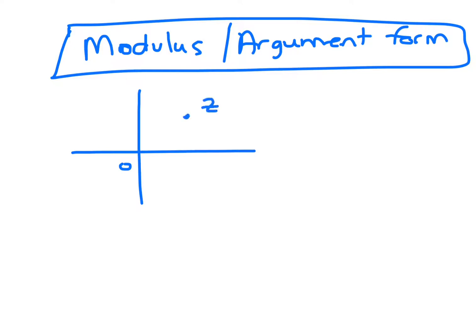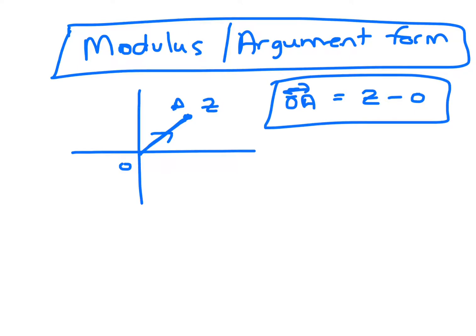I also want to just relate this to vectors, because we've got the complex number z, but the vector there is actually, like, say that was A and O, so the vector AO is z minus 0. And this just really closely relates to vectors.